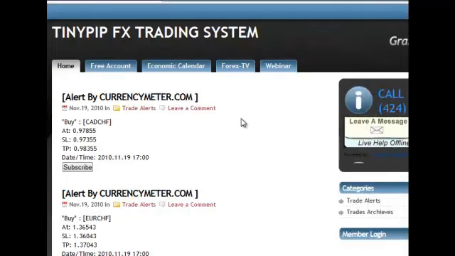What you're looking at right now is the website that you will have access to as a member and the way the alert works. Once you log in to your account, you should see the alerts like this. You see the pair, and it tells you where to buy and the stop loss, all the goodies and the dates.